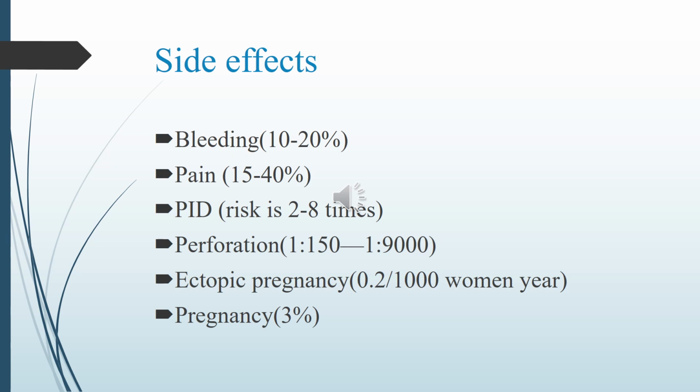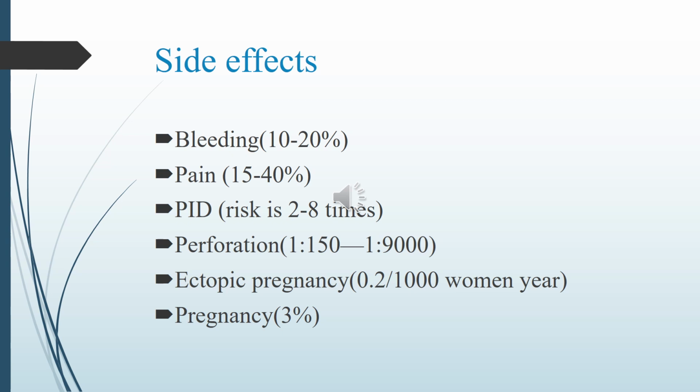Now, another complication is uterine perforation. The reported incidence is from 1 in 150 to 1 in 9,000 insertions, which depends upon the time of insertion of the IUCD, the design of the IUCD, the technique of insertion, and who has inserted the IUCD. Usually it should be done by trained personnel. Now the device can migrate into the peritoneal cavity, causing complications like intestinal obstruction.